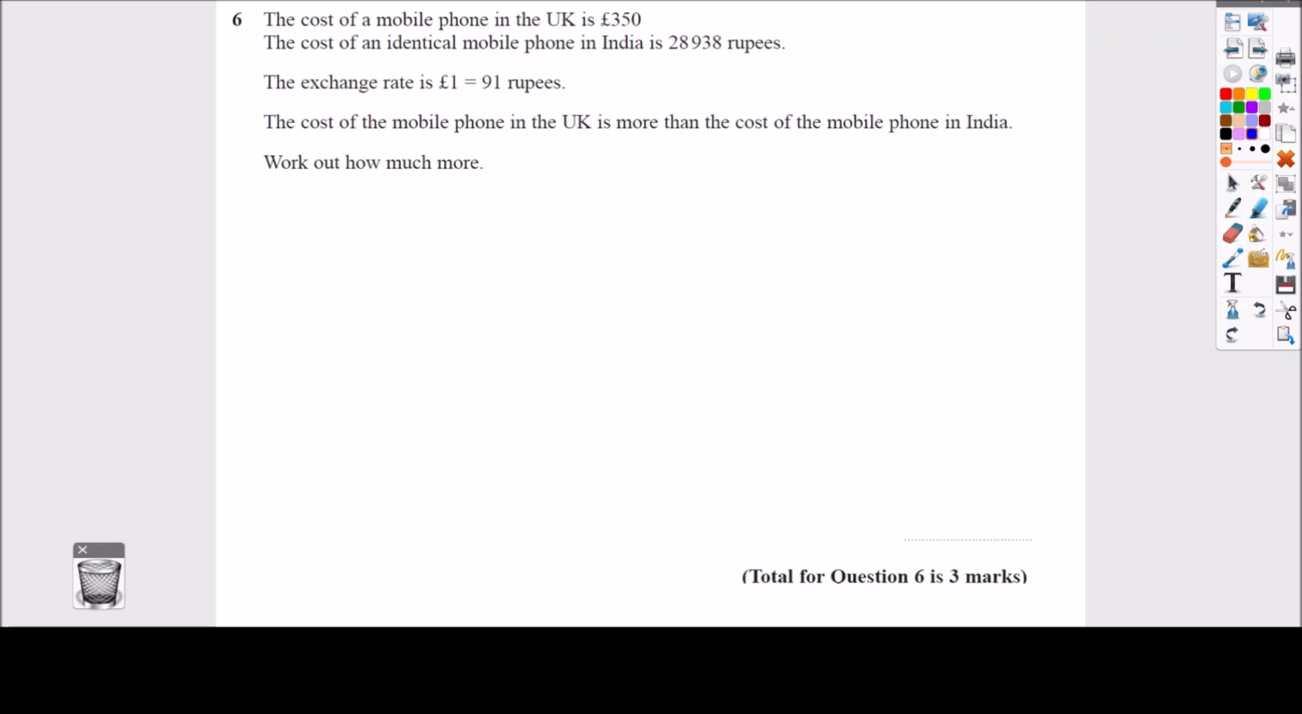Question 6. So we've been asked to work out how much more the phone is in the UK. Now it hasn't specified whether we're working in pounds or rupees, so we've got the choice. I'm going to choose to work in pounds. So in the UK, we know the phone costs £350. Now in India, it costs 28938 rupees. Okay, now how are we going to convert this into pounds?